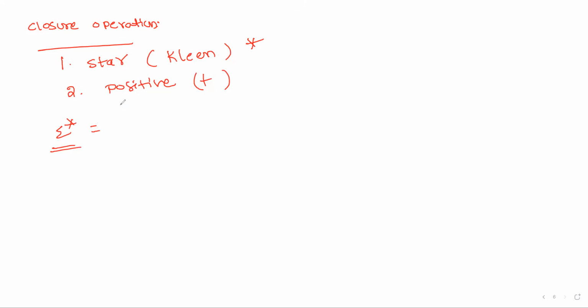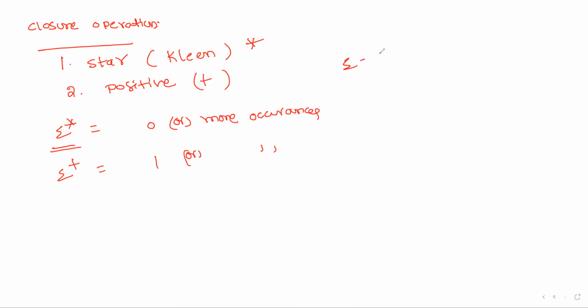What does the answer contain? Simply, it consists of all the words that contain zero or more occurrences of the word. Sigma plus is called positive closure. It contains one or more occurrences.